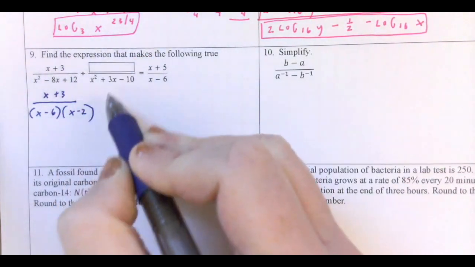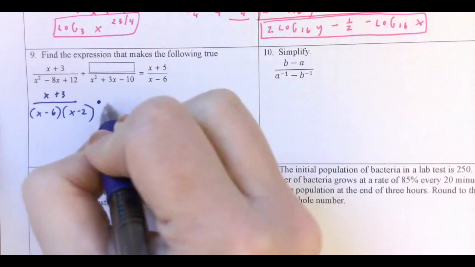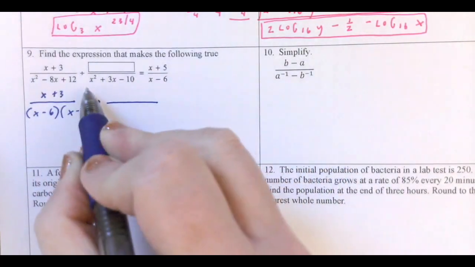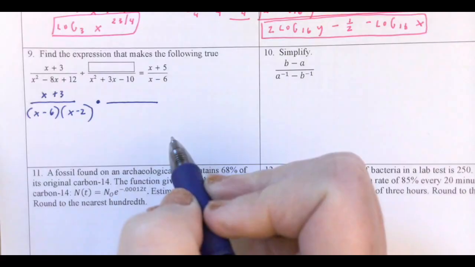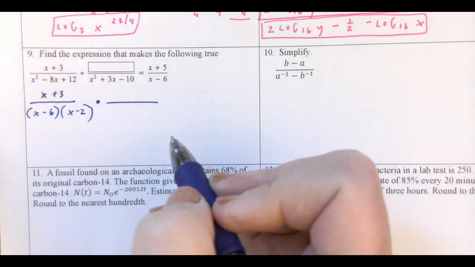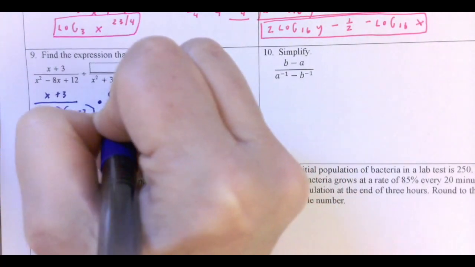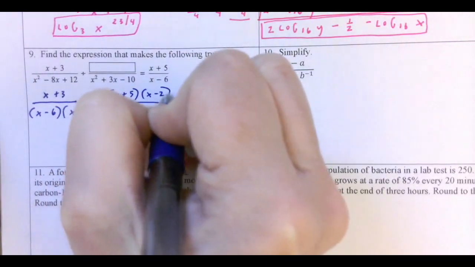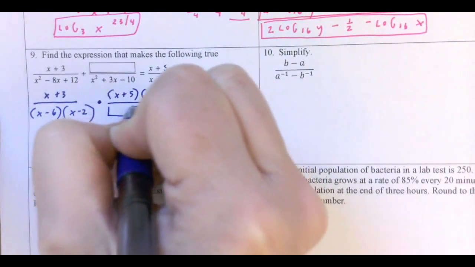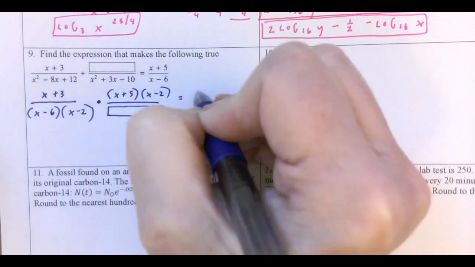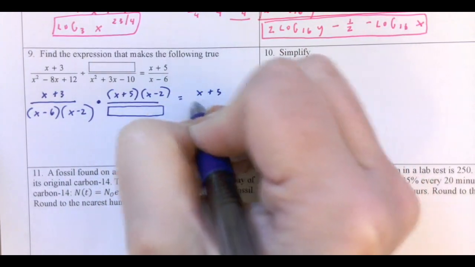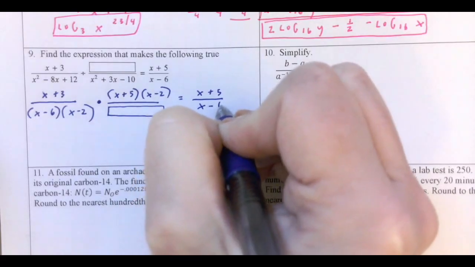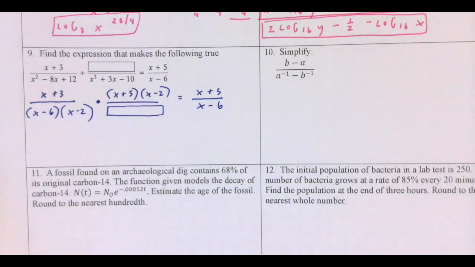Okay, it's divided by this, so I'm just going to go ahead and say times and flip it, and then factor that x squared plus 3x minus 10, that trinomial. That's going to factor into x plus 5 times x minus 2, right? We don't know what that bottom piece is going to be yet, equals x plus 5 over x minus 6. All right, so there's my big expression, and I'm trying to find the missing piece.